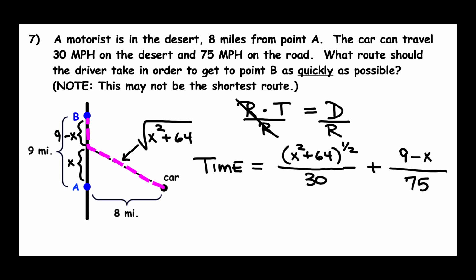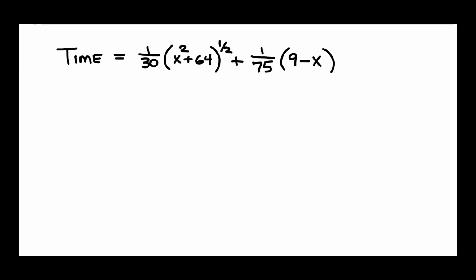I'm going to go to another sheet of paper just so I have plenty of space for this one. And when I do, I'm going to call this 1/30th, and I'm going to call this 1/75th. I think that'll be just easier for people to deal with. All right, let's make some room. Okay, it's time for a derivative. That would be time prime. Not prime time, but time prime.